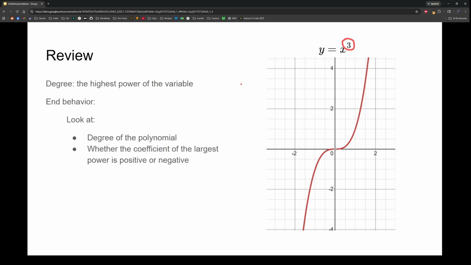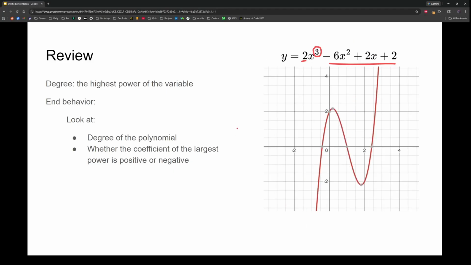For the end behavior here, as x goes to infinity, y also goes to infinity. And as x goes to negative infinity, y goes to negative infinity, right? I just picked this function because it's simple. But if you take another third degree polynomial with a positive coefficient, for example, 2x cubed minus 6x, and so on, it doesn't matter what the rest is. If you have a third degree polynomial with a positive coefficient, the end behavior is always the same. Y still goes to positive infinity as x goes to infinity, and y still goes to negative infinity as x goes to negative infinity.